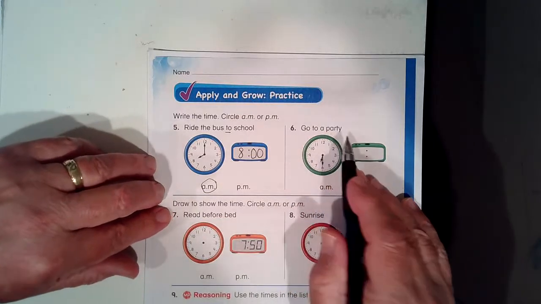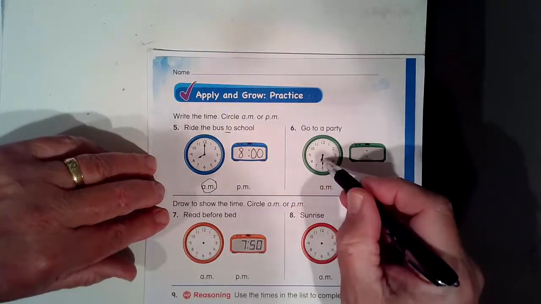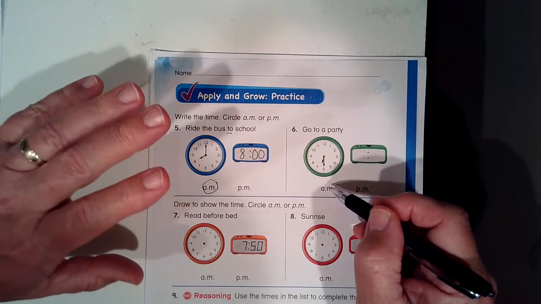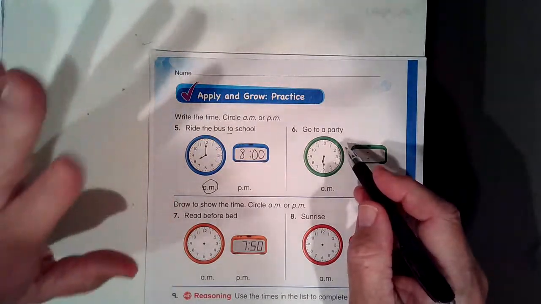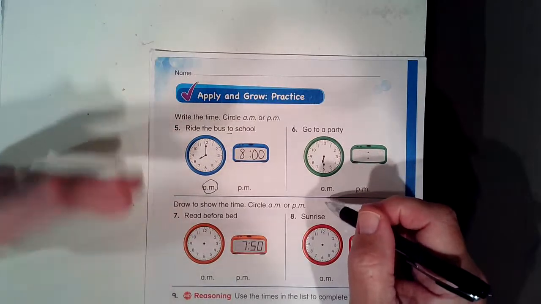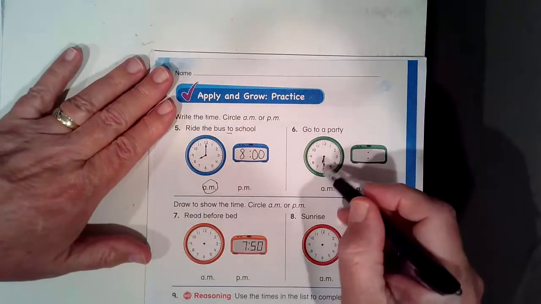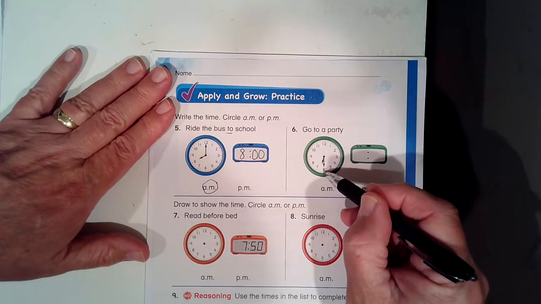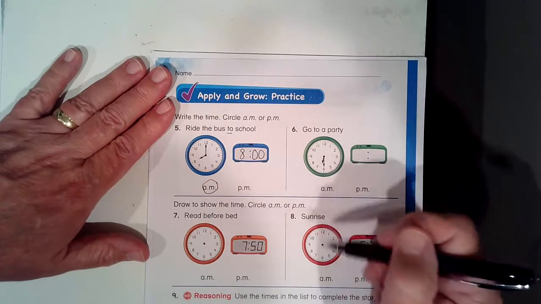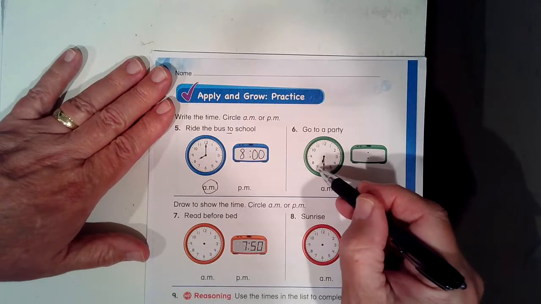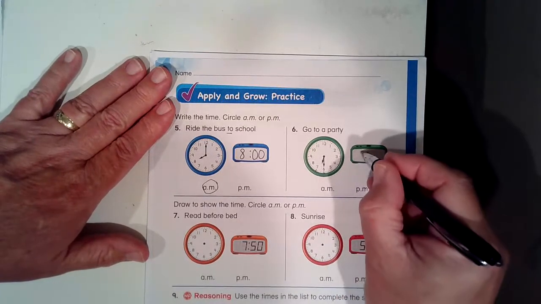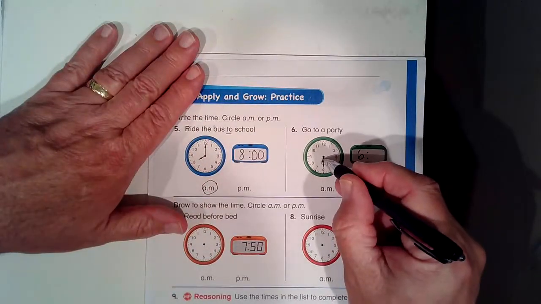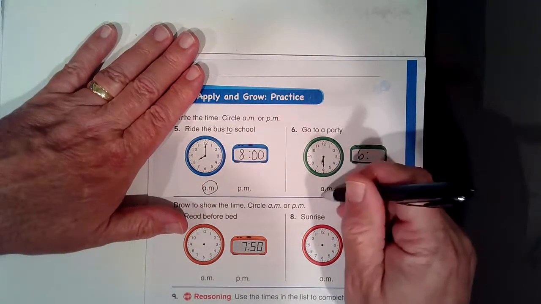Go to a party. Now, a party might be something that we go to not during school time, but after school time. So we'll think about that. But let's see, this hour hand is pointing between the 6 and the 7. It's after the 6, but it didn't get to the 7 yet. So I'm going to do 6. And then we have this minute hand that's pointing straight down.